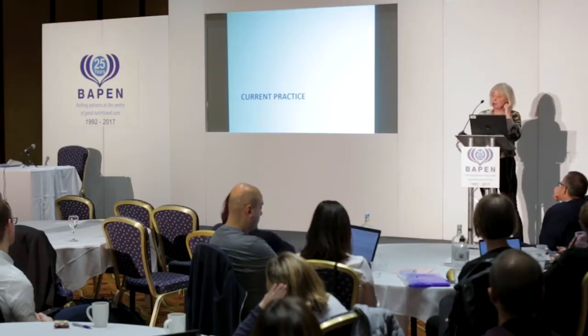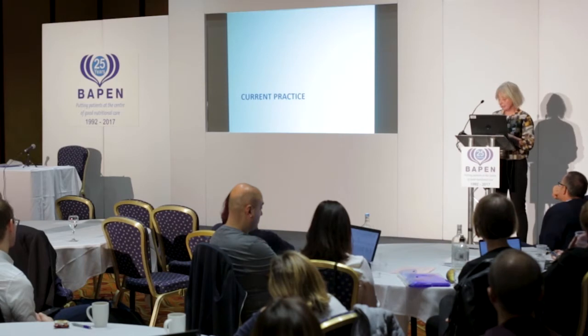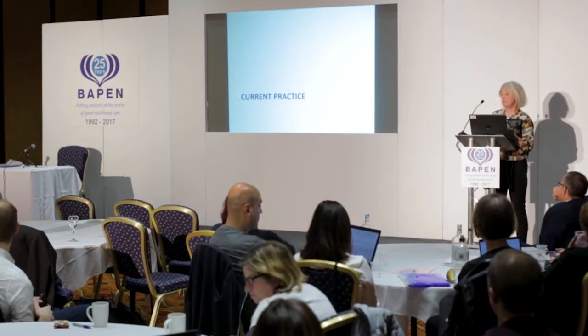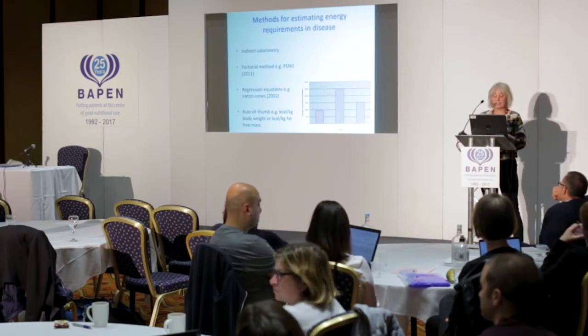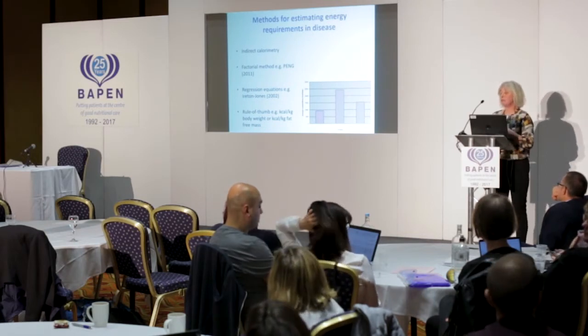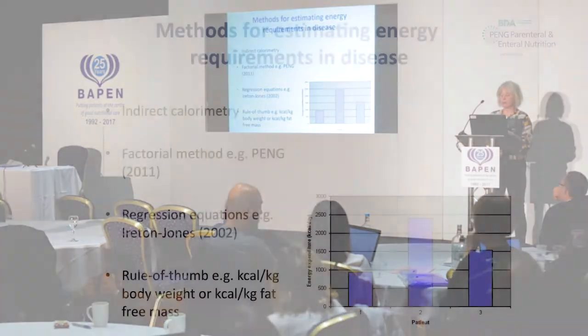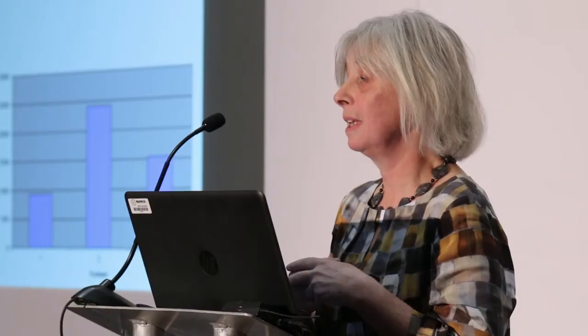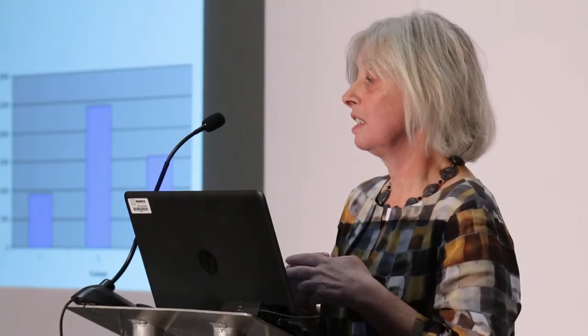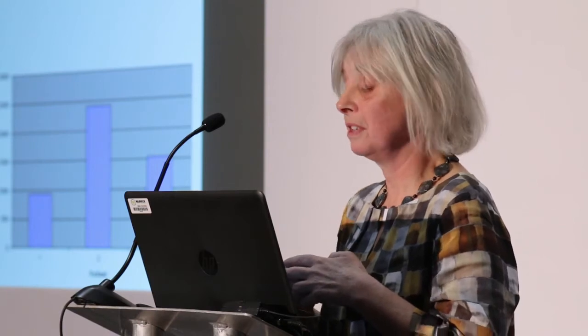So I'm now just going to talk quite briefly about current practice and the criticisms of what we did in the past. So in the clinical setting, there are four main methods for estimating requirements. Because when you look at an individual patient, you have got to decide whether their requirements are the same as, more than, or less than what they would be if they were healthy. And actually, by standing and looking at a patient, it's sometimes very difficult to do that.